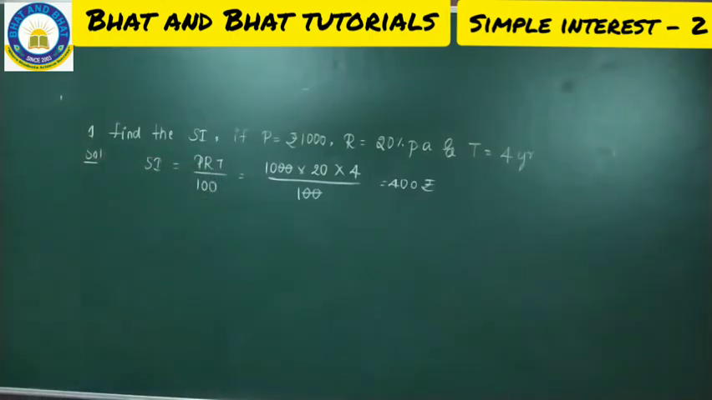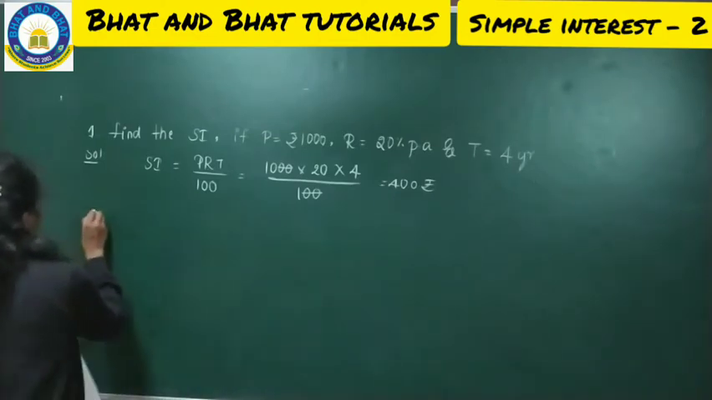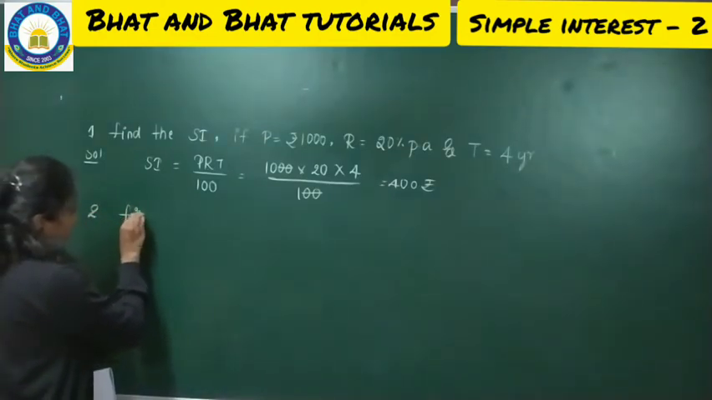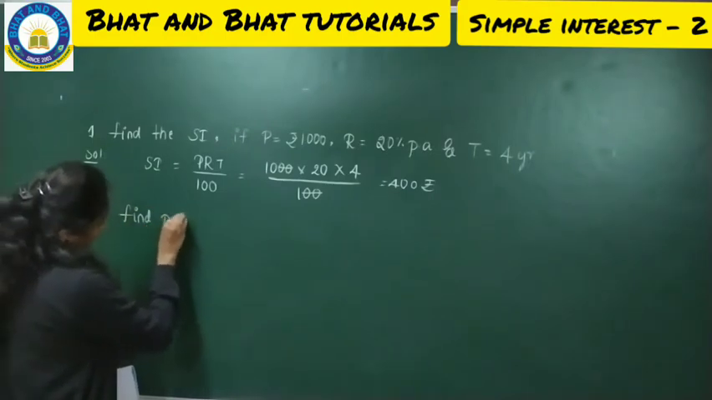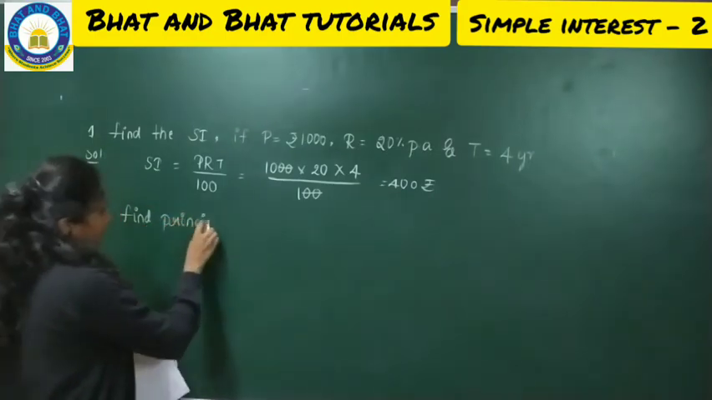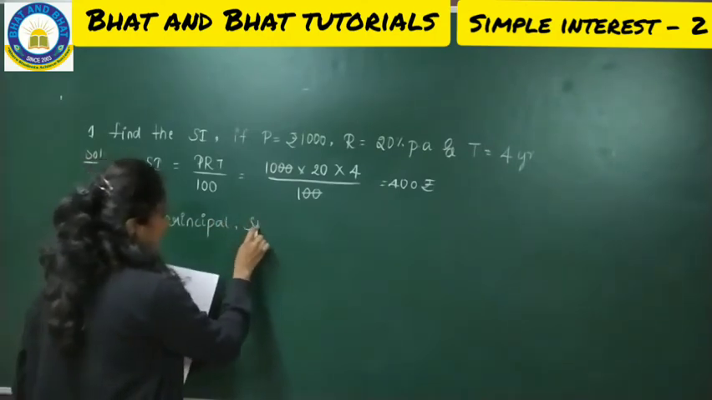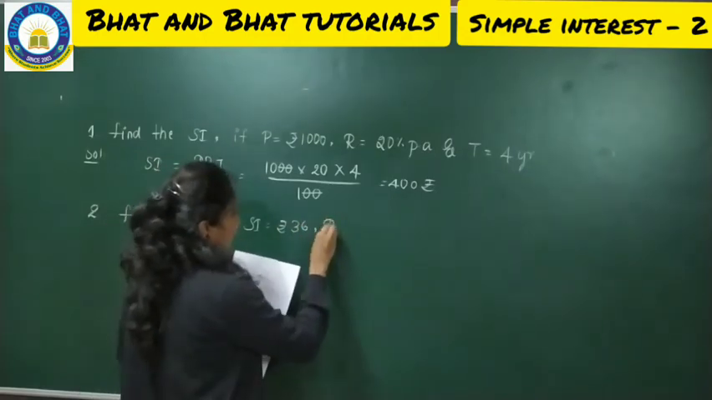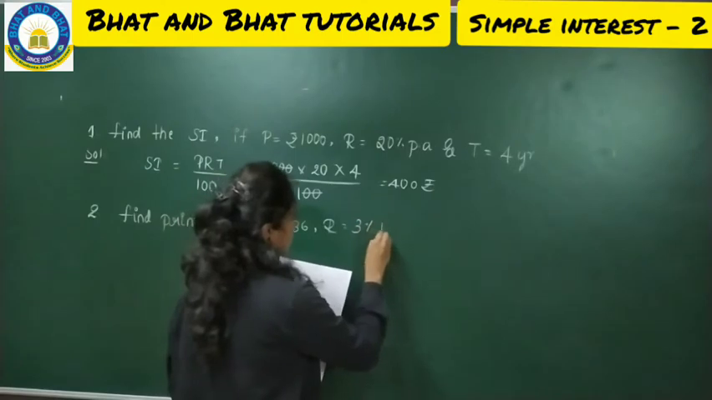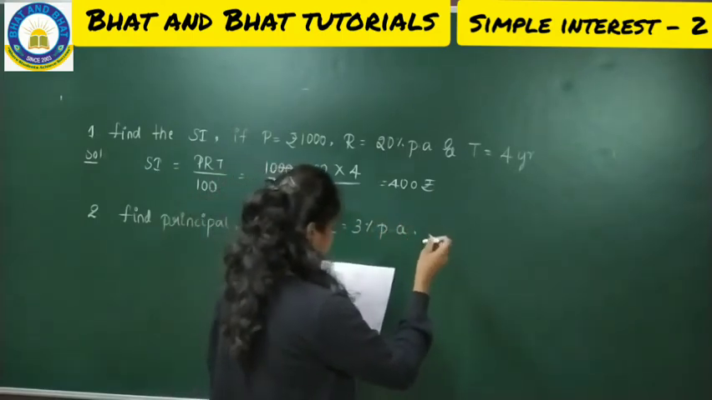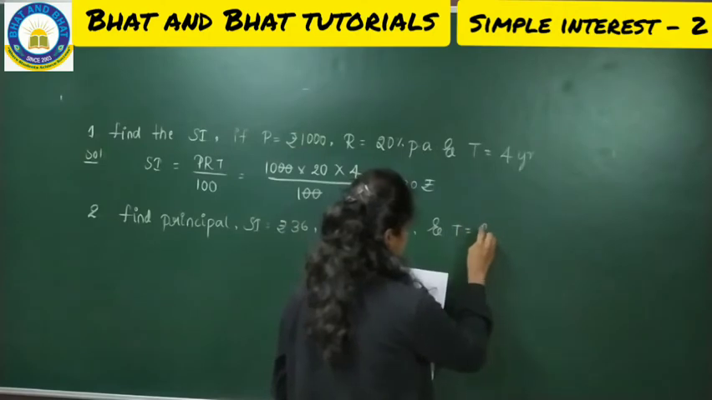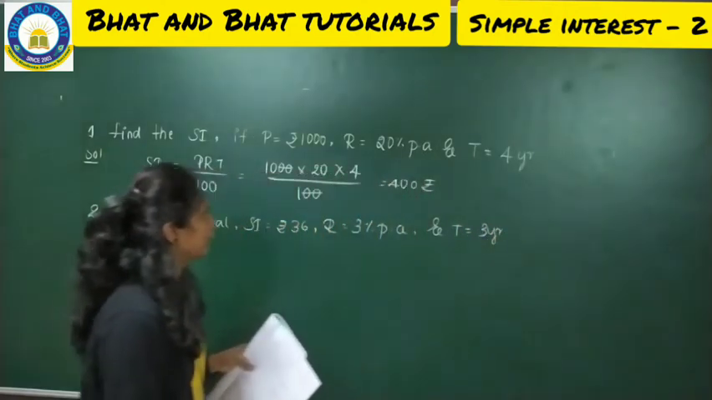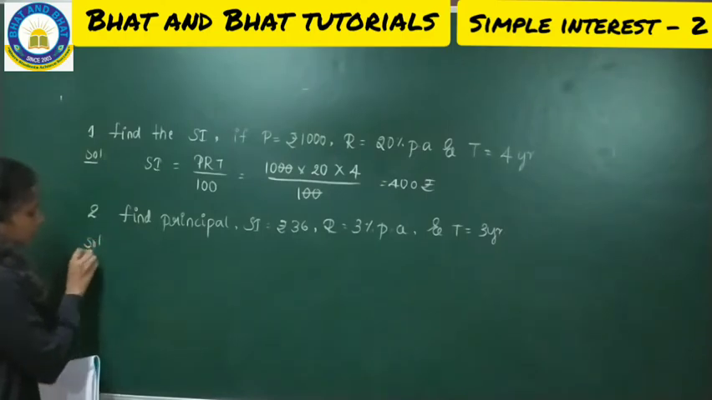So fine. Hope you all copied the first one. Now I'll go with the second one. All of you have a look at the second question now, question number 2. Find principal, SI is 36, that is, simple interest they have given you as 36, R is 3% per annum, okay, and time is 3 years. This is your info. So with this info, let us go with the solution.